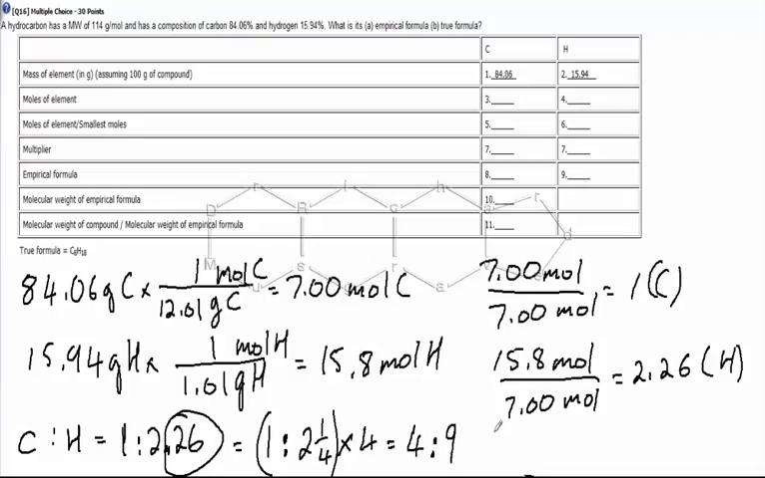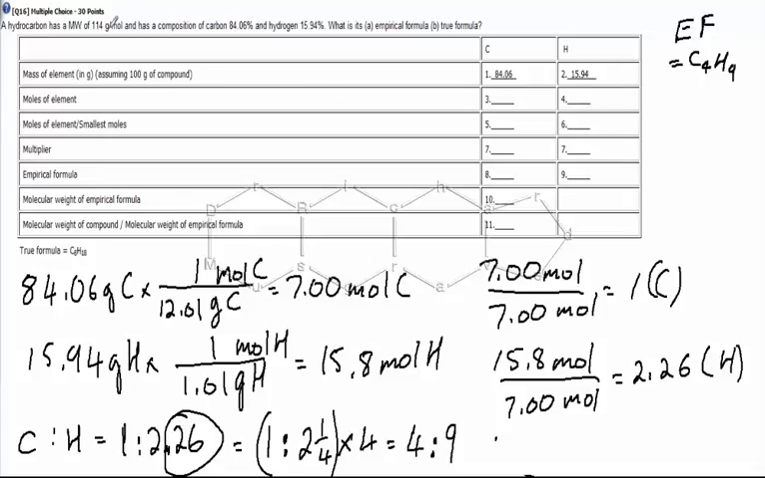So the empirical formula here is going to end up being C4H9. So I'll write that up here. EF equals C4H9. Now what I'm also given here is a molecular weight. This will allow me to get the true formula of the compound.